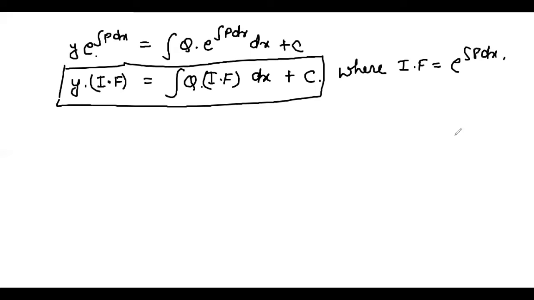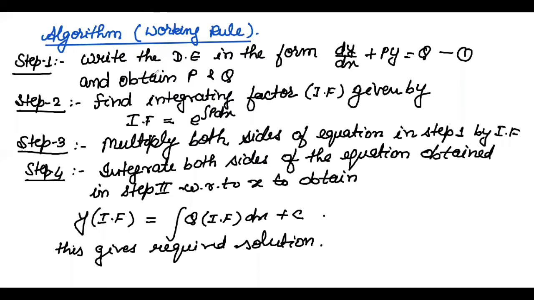So I'm going to write the steps here. By using them we can find the solution of linear differential equations. The working rule is that the first step is to write the differential equation in the form dy by dx plus py equals q. If the equation is not in this form, then we have to write it in this form, dy by dx plus py equals q, and then write the p and q values. Now the second step is to find the integrating factor, where the integrating factor equals e to the power integration of p dx.